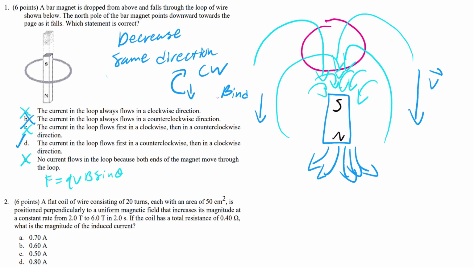So to say the direction, Lenz's law, right? You put your thumb in the same direction as the B induced, and then curl your fingers. And if you curl your fingers, you're actually going to notice that this is a clockwise fashion. That is a clockwise position.